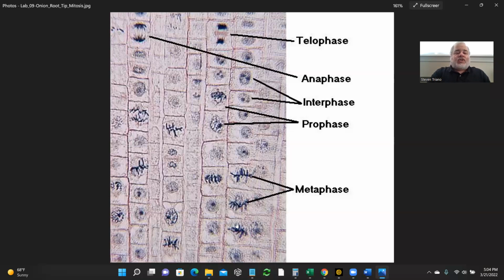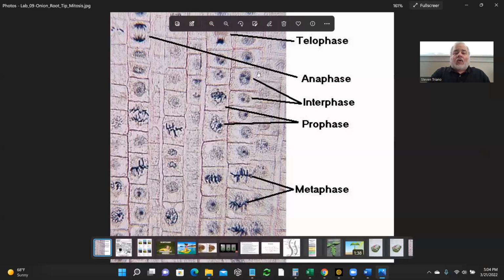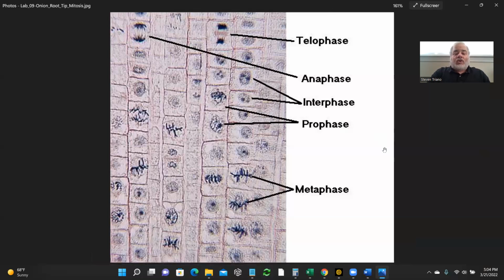This is just a segment of a slide, but your job in this exercise, if you had a slide, is to pick at random 20. What I like to do is go right on down a line or two and pick 20 in the region of rapid mitosis. And this slide gives you a pretty good idea of what these different phases look like.